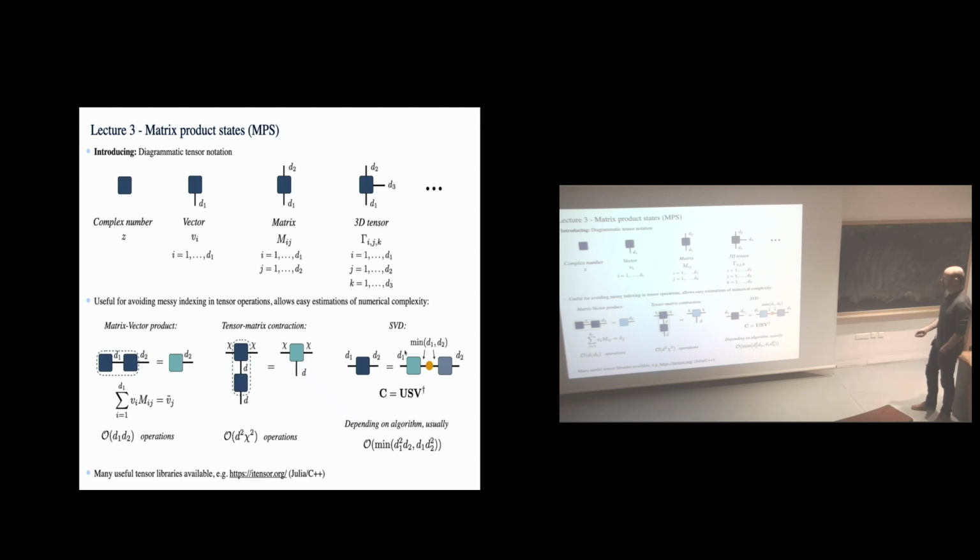I can also write the singular value decomposition that we are going to need in this very simple notation. Here I start with a matrix C that is a D1 times D2 matrix, and I split it into these two matrices and the diagonal matrix in the middle. This also typically has a cost of the minimum of the products in here. So this is usually where the computational bottleneck should be for all of the algorithms. Yes.